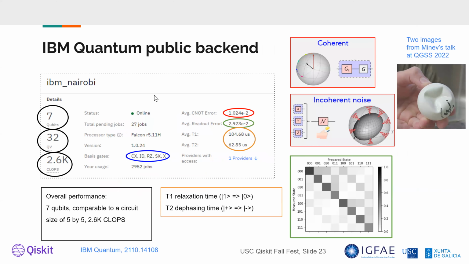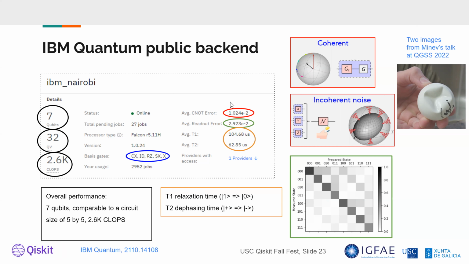I also want to point out the IBM Quantum public backend, which I think separates Qiskit from other frameworks, because you have direct access to a real quantum computer. Here I just made a screenshot of the quantum computer that is available when you sign in to your IBM account. It's the Nairobi quantum computer. It has 7 qubits, 32 quantum volume, calculation speed, etc.